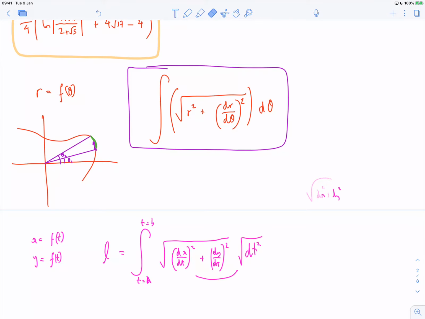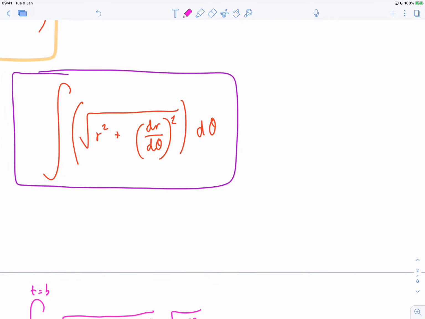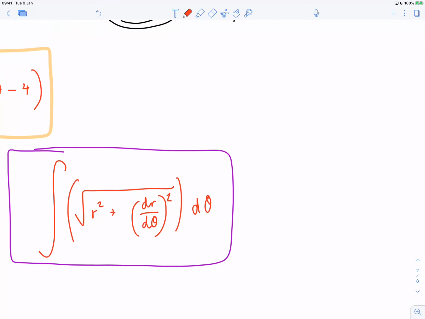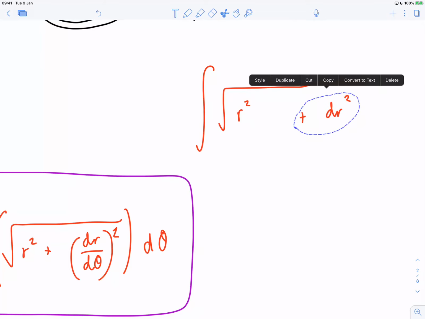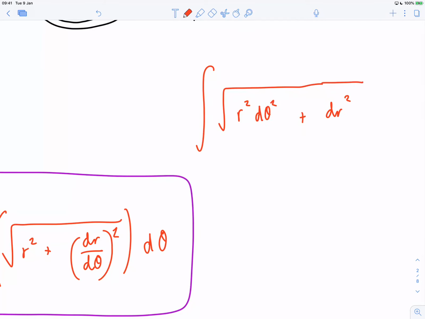In actual fact, you can probably see that's what's happening over here. Let's convince ourselves it's the case. Then we're going to have the integral of the square root of r squared plus (dr over d theta) squared, times d theta squared, because d theta is just d theta squared square rooted. If we bump that in and redistribute all these terms, we're going to get r squared d theta squared plus dr squared.